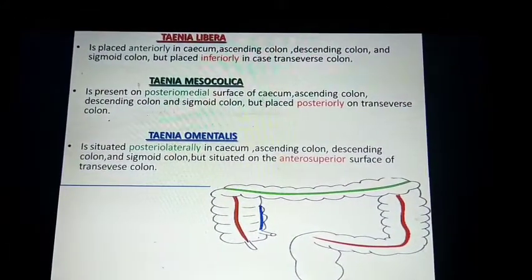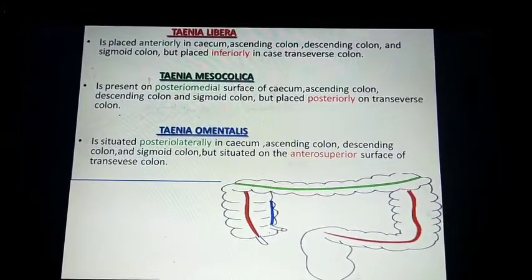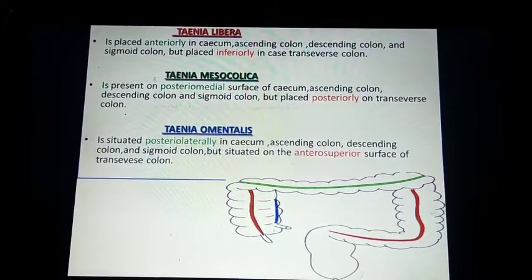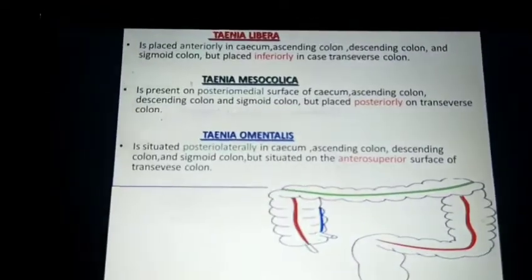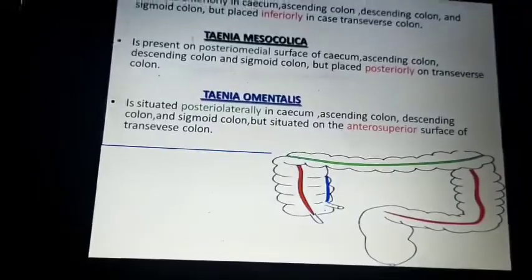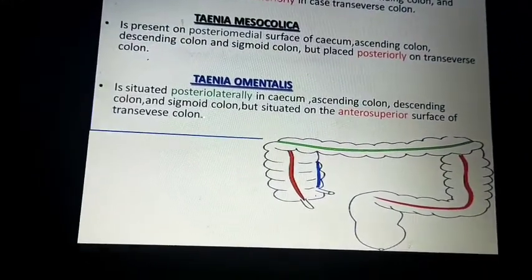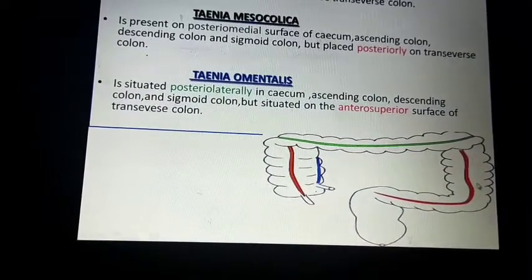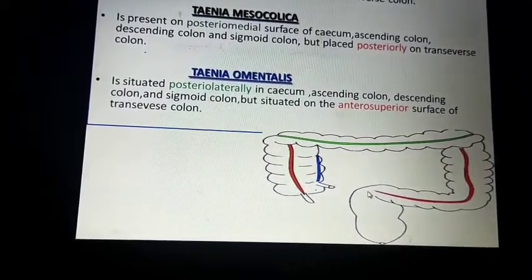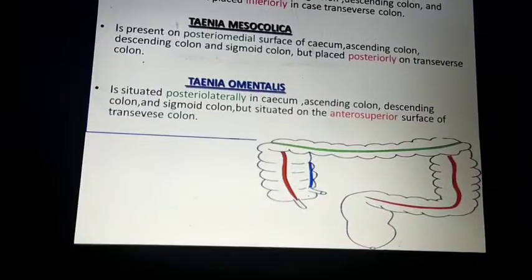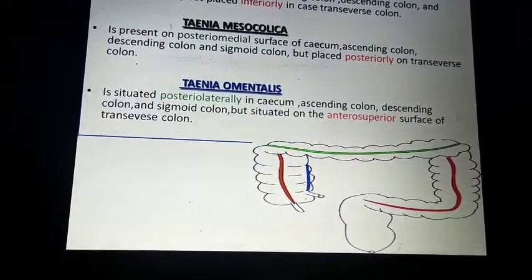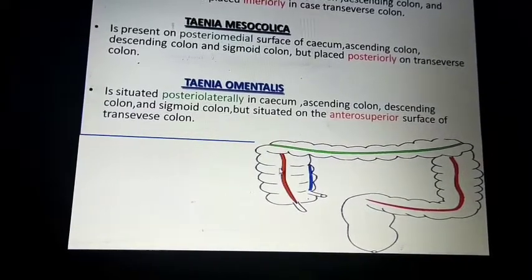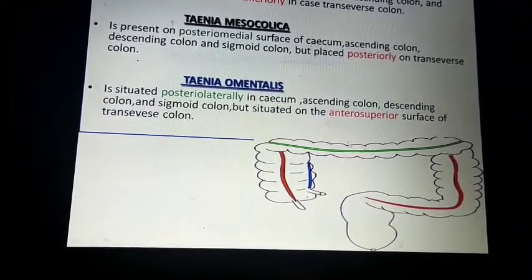Taenia libera is placed anteriorly in the cecum, ascending colon, descending colon. It is placed anteriorly in the cecum and ascending colon, and in the descending colon and sigmoid colon, but it is placed inferiorly in the transverse colon.